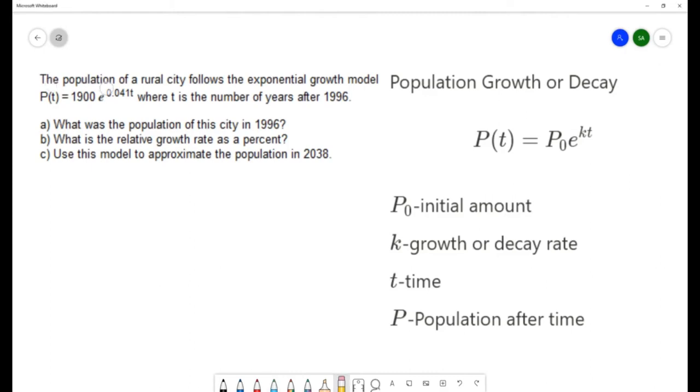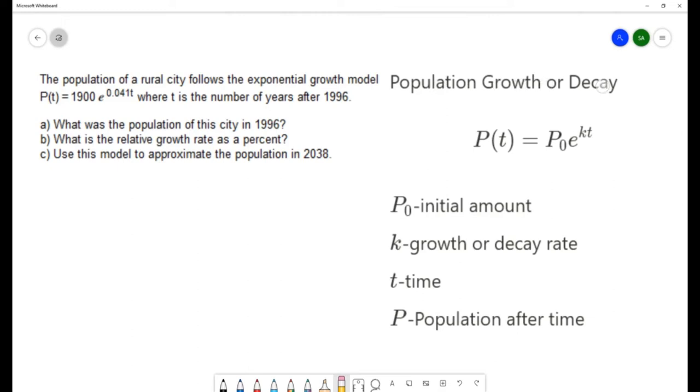The population of a rural city follows the exponential growth model P of t equals 1,900 e to the 0.041 t, where t is the number of years after 1996. What is the population of this city in 1996? What is the relative growth rate as a percent? And we want to use this model to approximate the population in 2038.